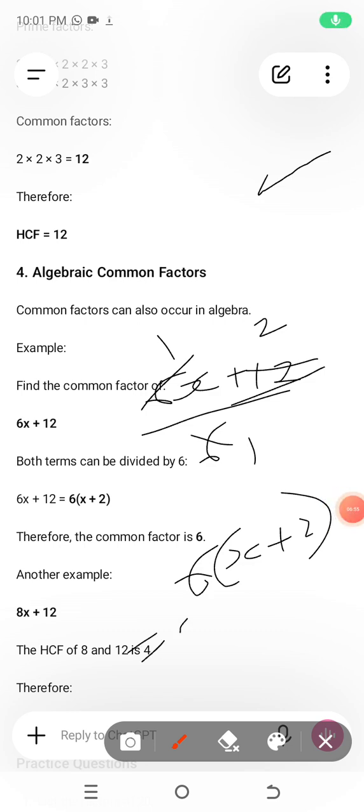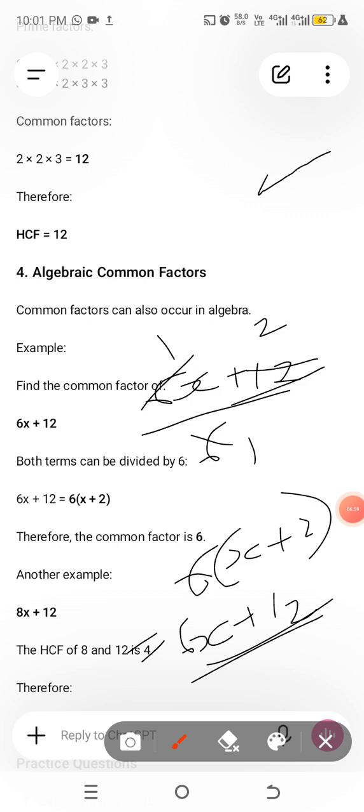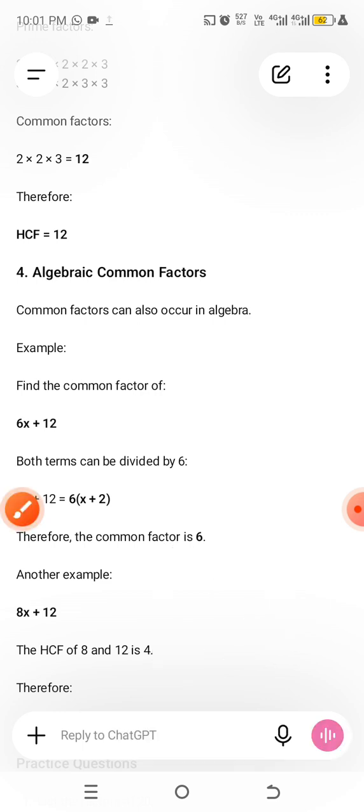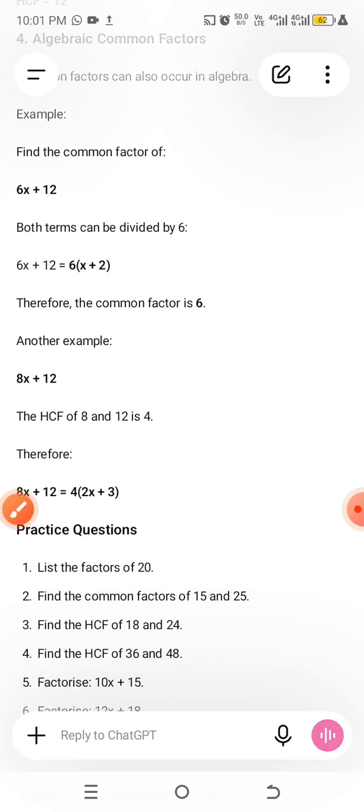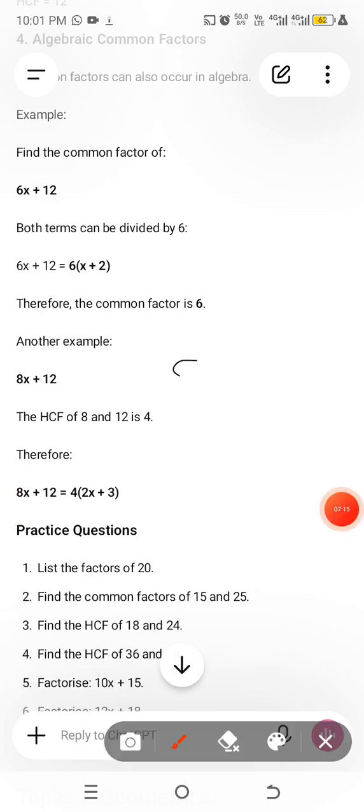That will now be 6x plus 12. Bang. That's it. So if you want to find the common factor, it is 6, because 6 is what we can use to divide everything in 6x plus 12. Do you understand?